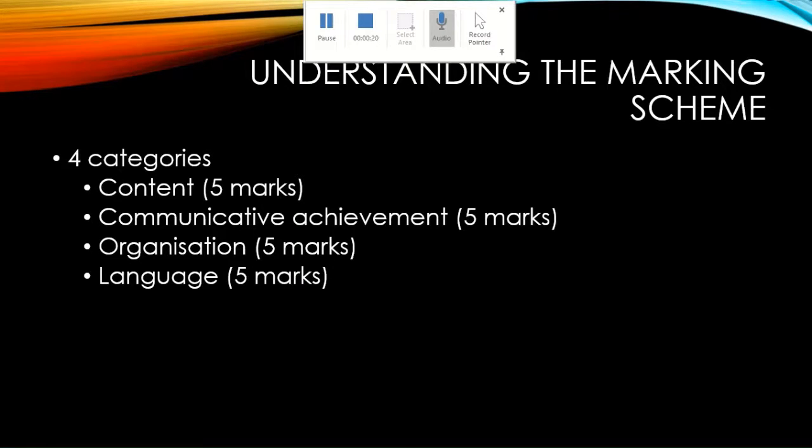Like Part 1, email writing, and Part 3, extended writing, your essay will be evaluated based on these four categories: content, communicative achievement, organization, and language. You could get 0 in one of the categories if you don't achieve a certain criteria in your essay. Let's delve into the best practice for guided writing using the marking scheme as a guideline.